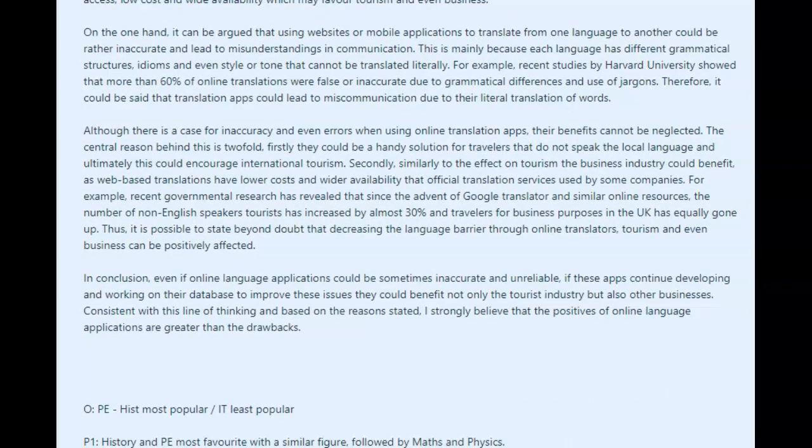Although there is a case for inaccuracy and even errors when using online translation apps, their benefits cannot be neglected. The central reason behind this is twofold. Firstly, they could be a handy solution for travelers that do not speak the local language, and ultimately this could encourage international tourism. Secondly, similarly to the effect on tourism, the business industry could benefit, as web-based translations have lower costs and wider availability than, not that, official translation services used by some companies.